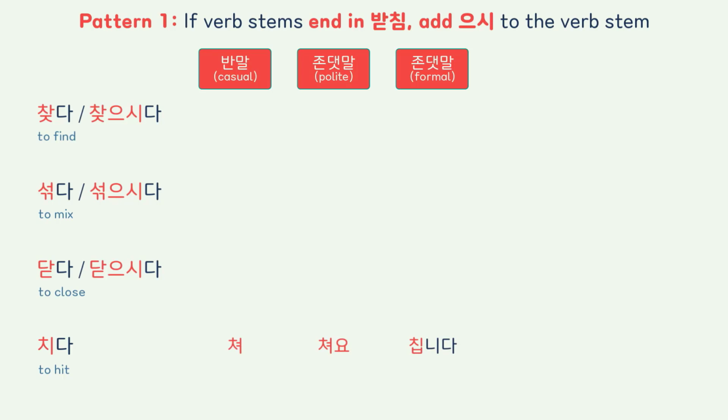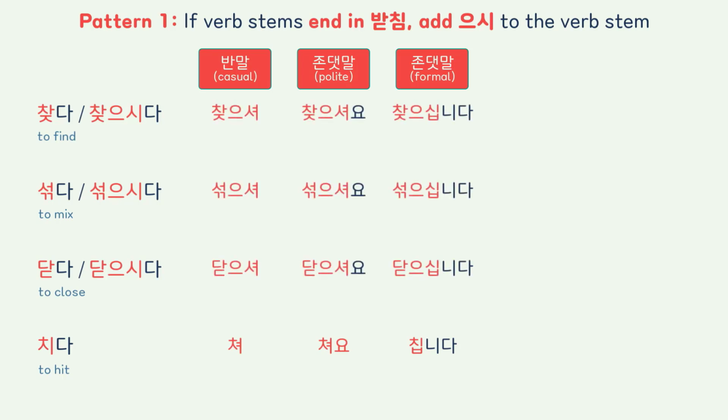Similarly, these 3 honorific verbs can be conjugated into their casual, polite, and formal forms in the same way. To form casual verbs, the vowel 이 changes to 여, and for the polite form, we add 요 at the end. To form the formal form, we change 시다 to 십니다. We will talk more about how we use these different forms of honorific verbs in a couple of lectures.